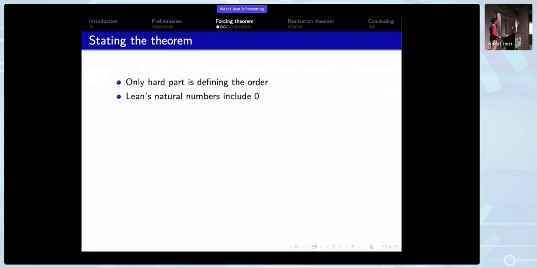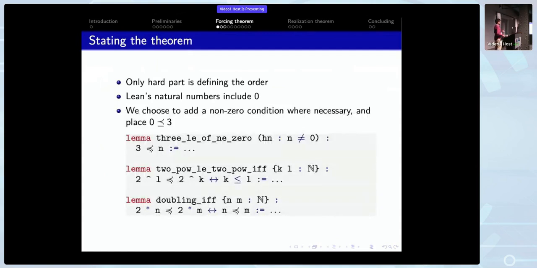All of these would make some sense. It turns out that the most natural one is to put 0 at the bottom of the ordering. And then lots of my theorems will say n is not 0 where appropriate. So I've got this first example, the theorem that 3 is less than everything in the Sharkovsky ordering. I now need the condition that n is not 0.